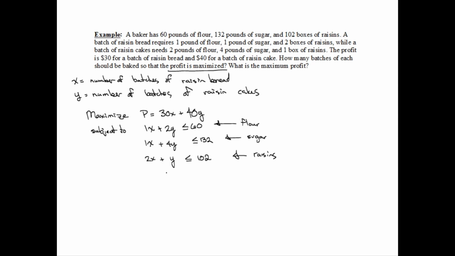Does it make sense for x and y, either of them, to be negative? No, because they represent numbers of batches. So that gives us our non-negative constraints. And when we look at all this in a group, we realize that we have a standard maximization problem, so we can use the Simplex method.